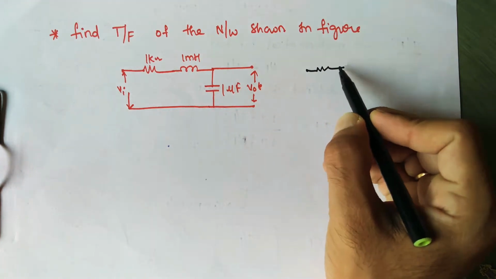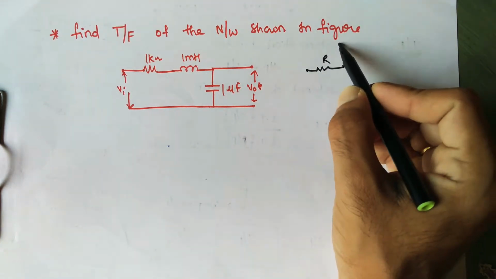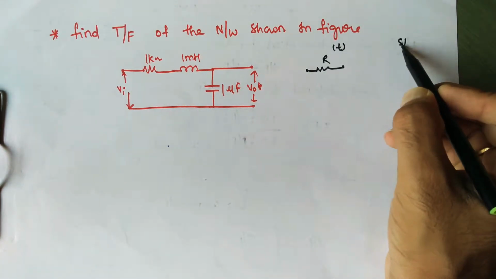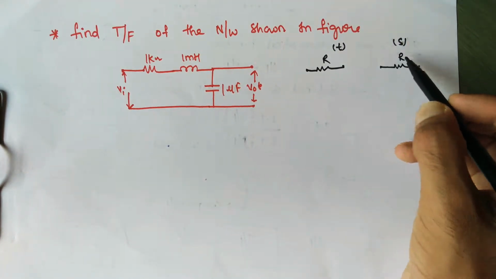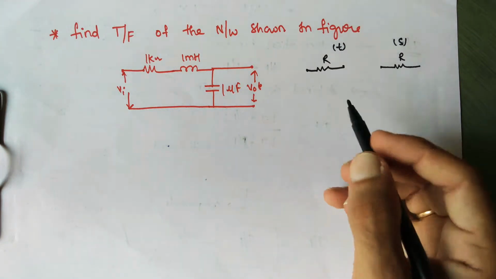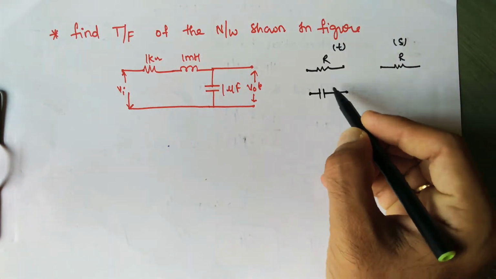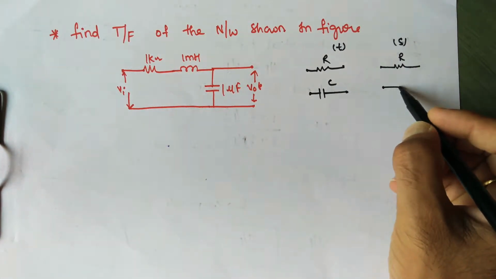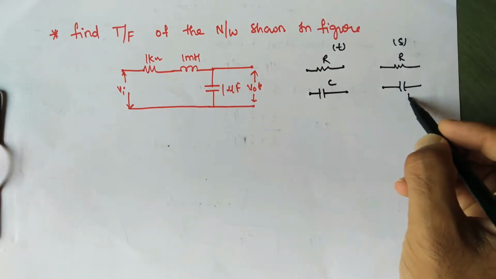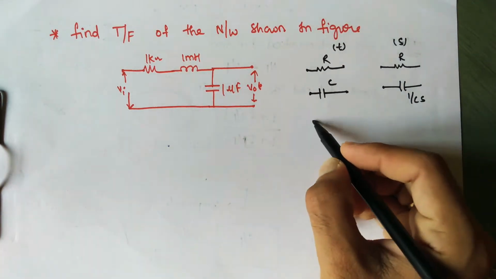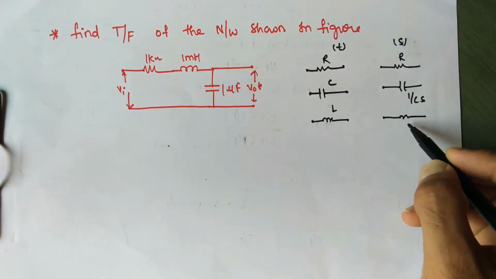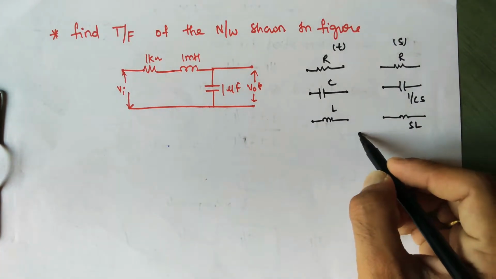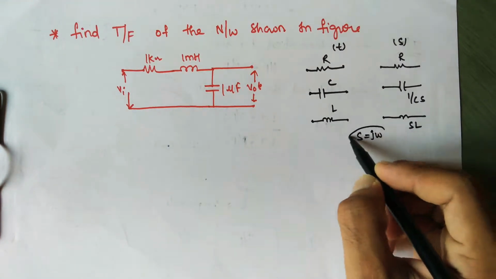For example, if you take a resistor, the T domain representation is here, and I am writing the S domain representation here. The S domain representation will remain the same for the resistor. If you consider the capacitor, in the S domain it is represented as 1 by Cs, and if you take an inductor L, it is represented as S into L, where S equals j omega.